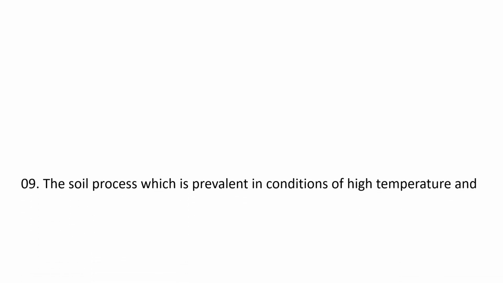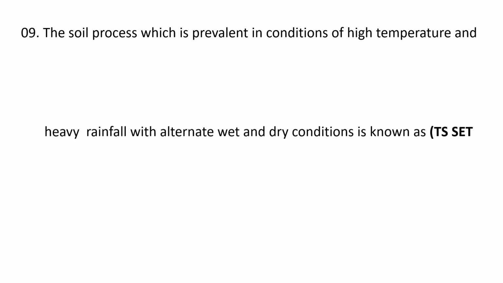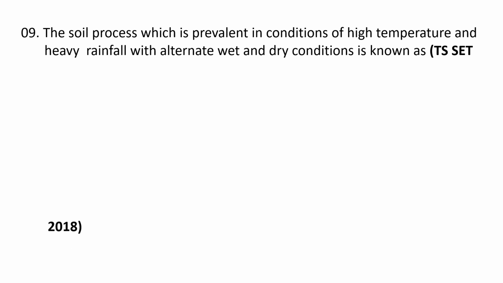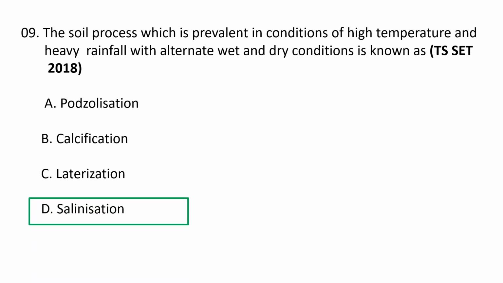Next question. The soil process which is prevalent in conditions of high temperature and heavy rainfall with alternate wet and dry conditions is known as A. Podzolization, B. Calcification, C. Laterization, and D. Salinization. So this is known as laterization.